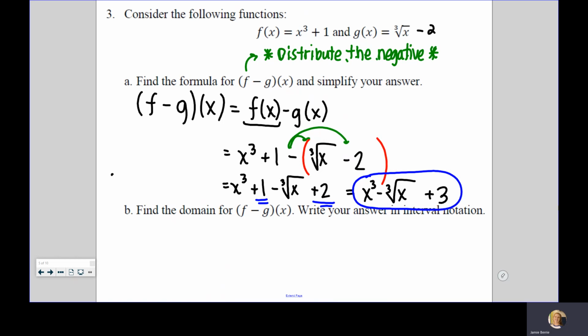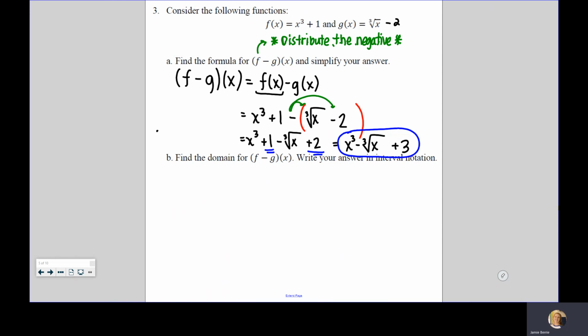Let's find the domain. It says find the domain for f minus g of x. Write your answer in interval notation. All right, so remember our rules. Step 1, find the domain of f. Step 2, find the domain of g. We don't have to worry about the denominator this time because we're doing f minus g instead of f divided by g.